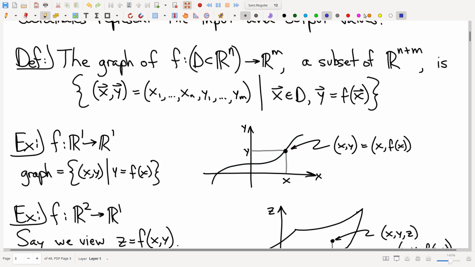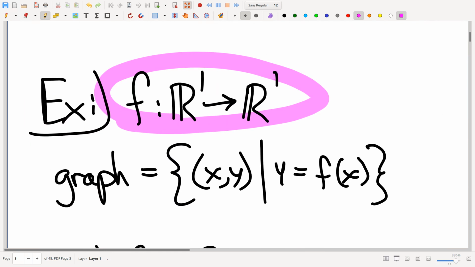Another way to think about a graph is that if you have a function, you can write the equation of the graph. You can write the equation of the graph by looking at what comes out of the function and setting that equal to a new variable.